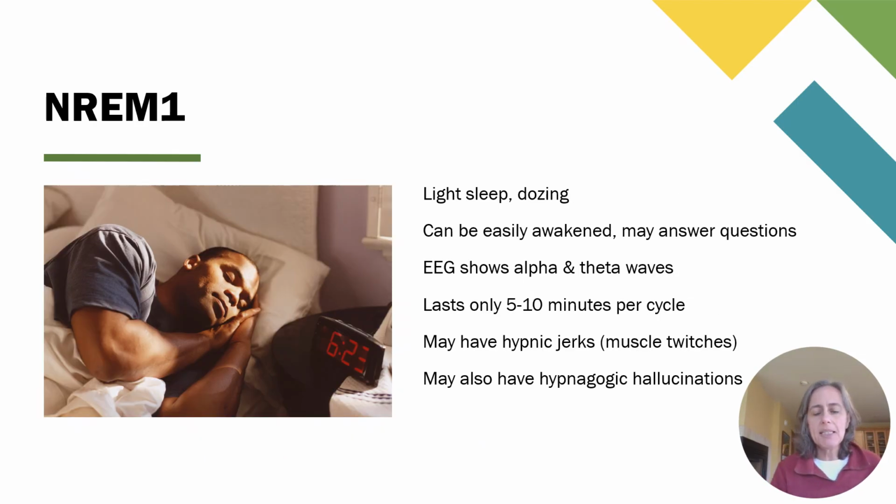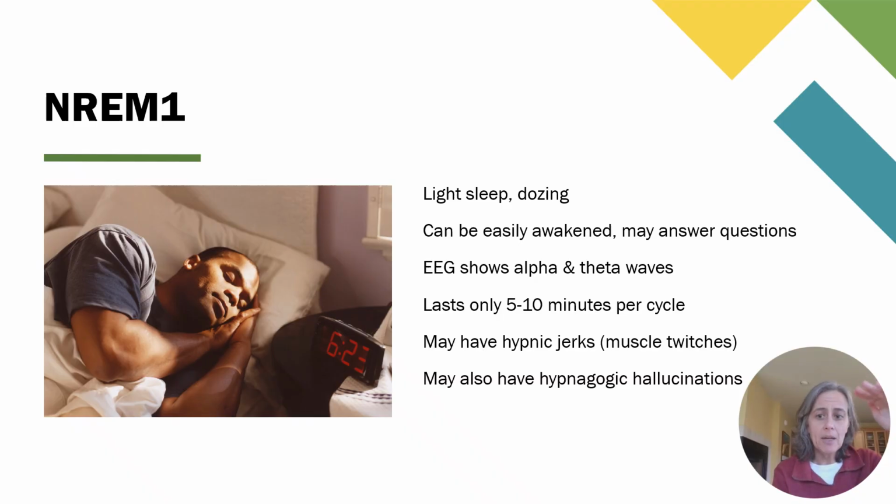So let's talk about them in detail. So non-REM sleep, stage 1 is light sleep. Like you're just dozing, you can be easily awakened, you might even answer questions. And this is the kind of sleep that you'll often do when your alarm goes off in the morning and you hit snooze. And if you don't go back to dreaming, but you're kind of awake, you're drowsing, you're just kind of dozing a little bit, that is phase 1 of non-REM sleep. And EEGs at this time will show alpha and theta waves.